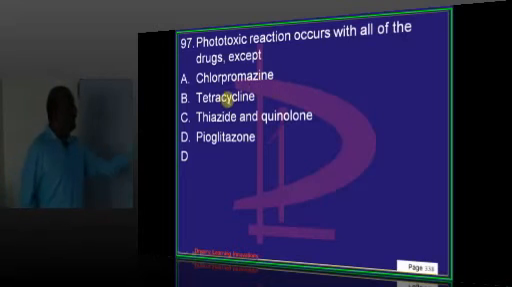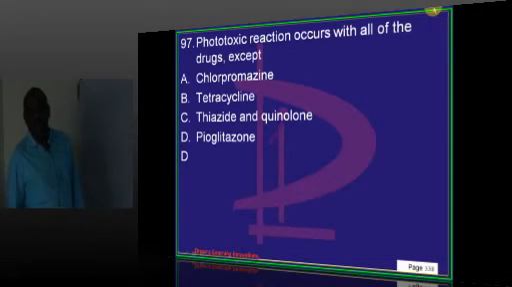Phototoxic reactions can occur with tetracycline, thiazides, quinolones, chlorpromazine. Another very high yield question. Phototoxic reaction causing drugs. Among tetracyclines, once more, which is most phototoxic? Renal toxic, hepatotoxic.